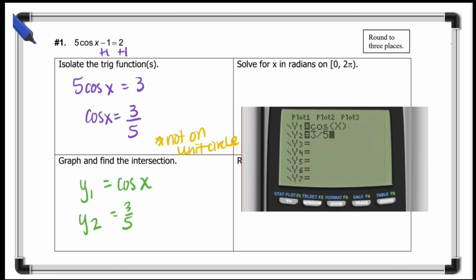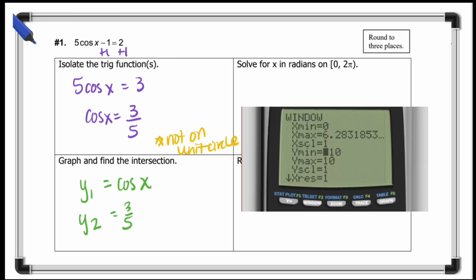We're also going to change our window, so we have to go to window, and we're going to make our x min and our x max different. So the x min is going to be 0 because you want to find between 0 and 2 pi. And then the max is 2 pi. So you can type in 2, and then to get the pi symbol, you have to press second and then press the caret button. And when you press enter, you'll get 6.28, or you can just type in 6.28, whichever one you're more comfortable with.